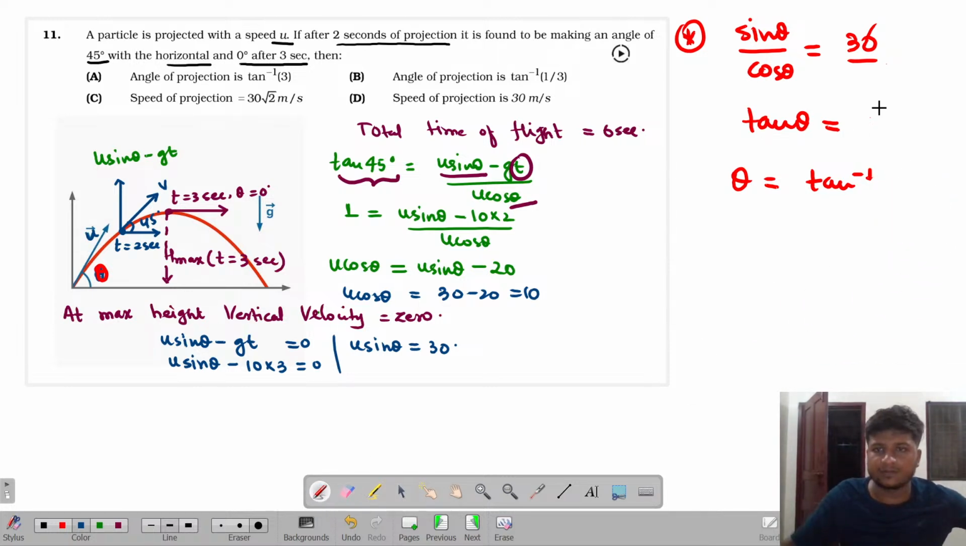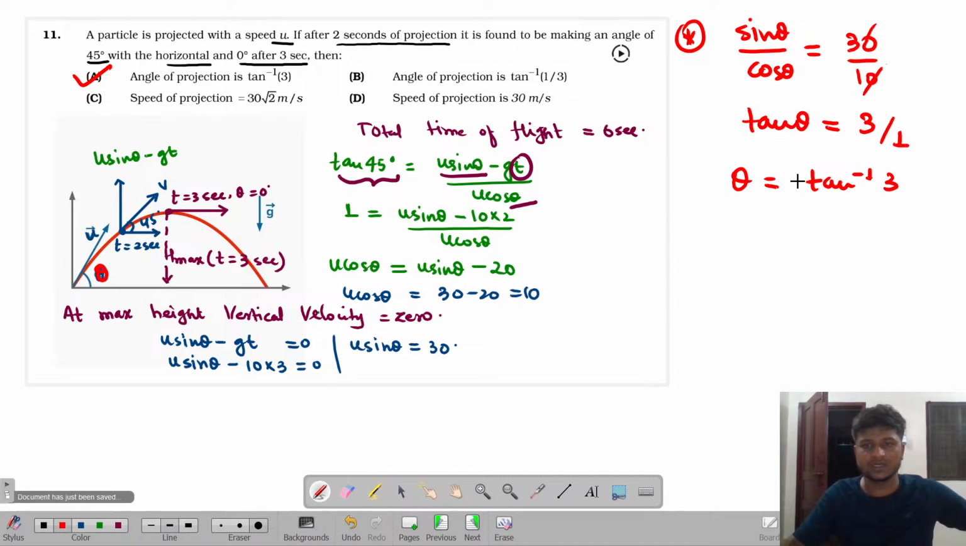So basically, tan theta is how much? This is 10. So 0 0 cancel. So tan theta is equal to 3, or theta is equal to tan inverse 3. So angle of projection is tan inverse 3. And basically I can write cos theta also now. This is 3 by 1. Cos base is 1, so cos theta is 1 by hypotenuse. Hypotenuse will be root under 3 square plus 1 square, which is root under 10.